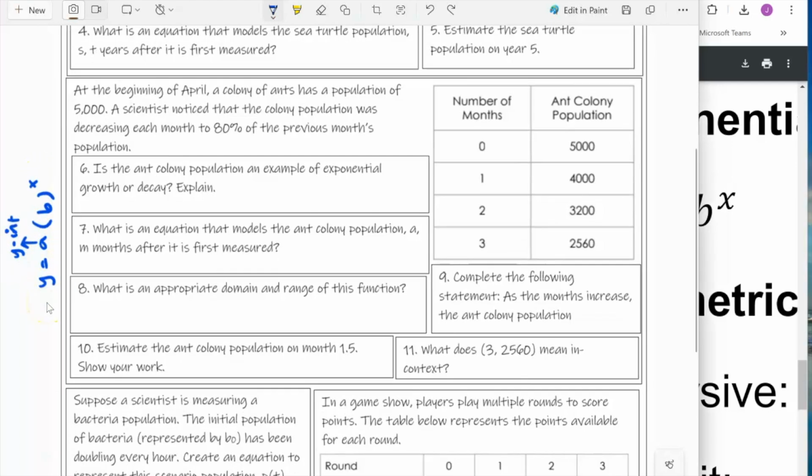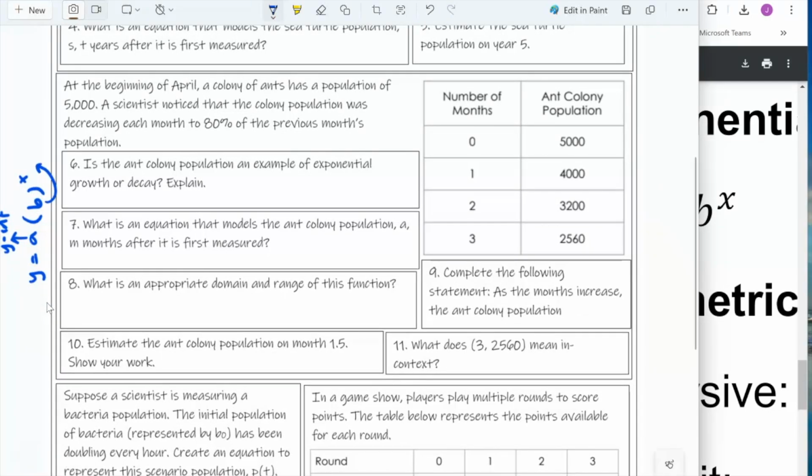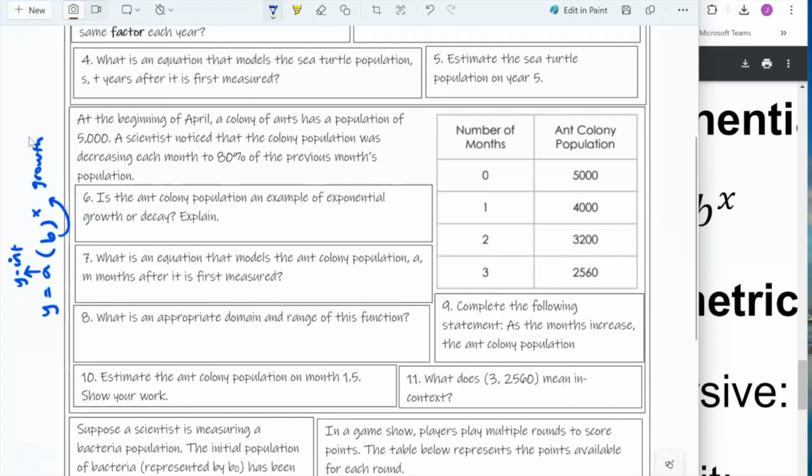And then what does b represent? So we have two options for b. We have growth. And what does that mean? It's going up, increasing. This has to be greater than 1 for it to be increasing. And then we also have decay. And what does that mean? It's decreasing, right? And for it to be decreasing, it has to be between 0 and 1. So b is between 0 and 1.